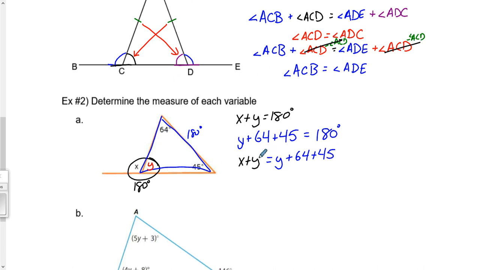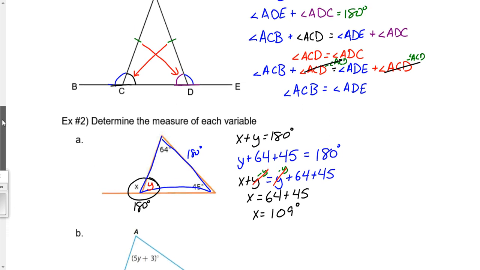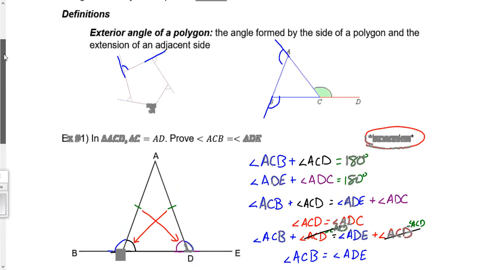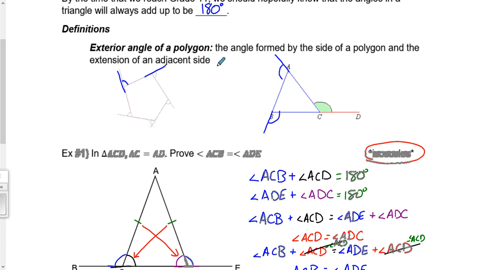And if we go further, we could subtract y from both sides, meaning x is 64 plus 45, which means it's actually 109 degrees. Of course, then we could go process of elimination, say that y is 81. There's multiple ways of doing this. The reason I'm showing this one is because it's actually tying back into that first definition that we talked about today. This exterior angle of a polygon. Now, it's more specific, the exterior angle of a triangle.